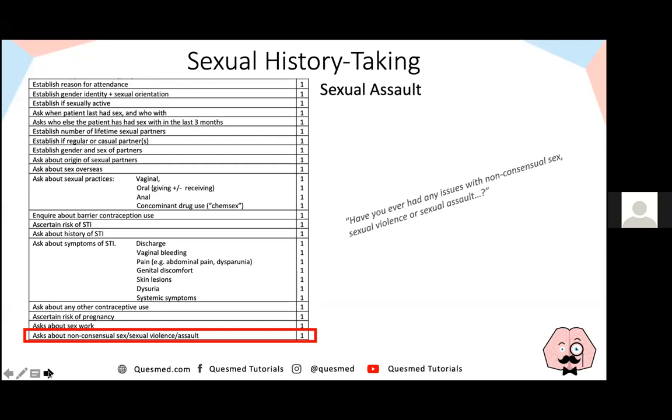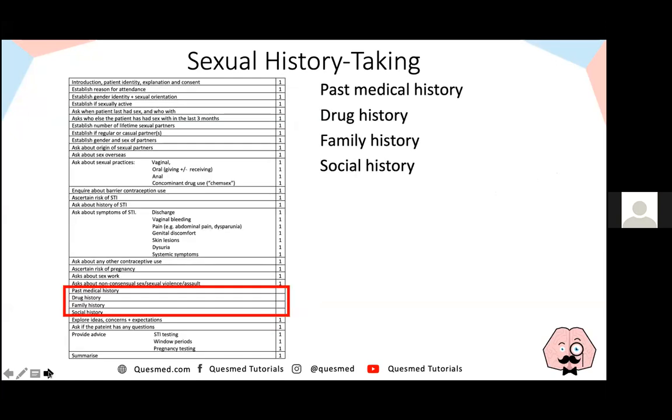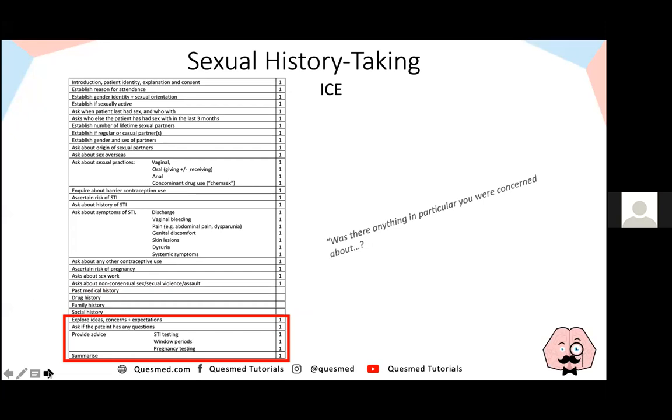We obviously ask about the normal stuff, so past medical history, family history, drug history, and social history as normal. And we explore the ideas, concerns, and expectations of the patient. And again, we ask if the patient has any questions, if they have anything they want to ask. Again, there can be extra marks in there for answering a patient's questions. So if you don't ask, you'll miss those marks.